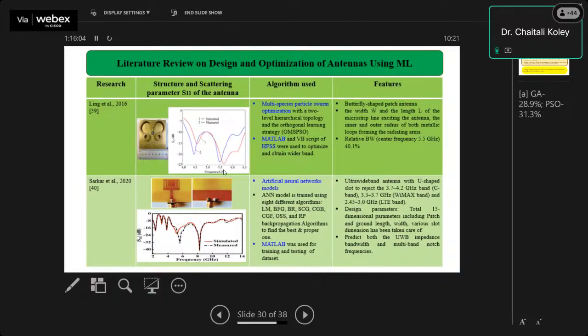In Sarkar et al. in 2020, they have also proposed an ultra wideband antenna with a U-shaped slot, which has a frequency reject band of 3.7 to 4.2 gigahertz. They have used an artificial neural network model, which is basically using different algorithms like LM, BFGS. They have used MATLAB, and they have also fabricated the results. So these are the different types. Here I have demonstrated, I think, 10 papers where they have utilized many algorithms and got the optimum result for getting the better result.